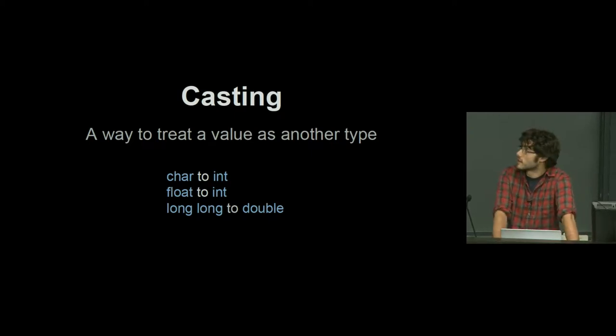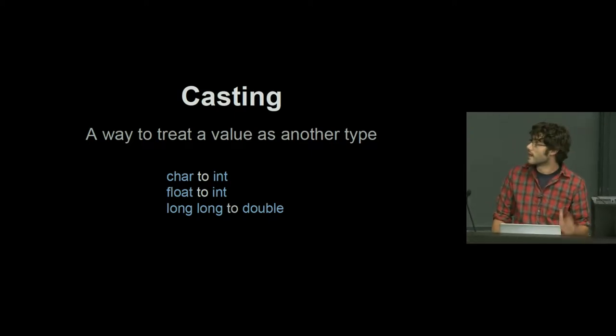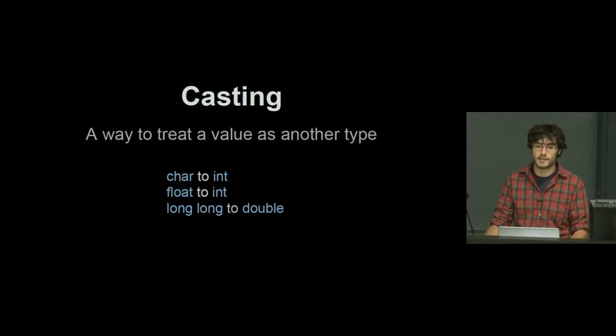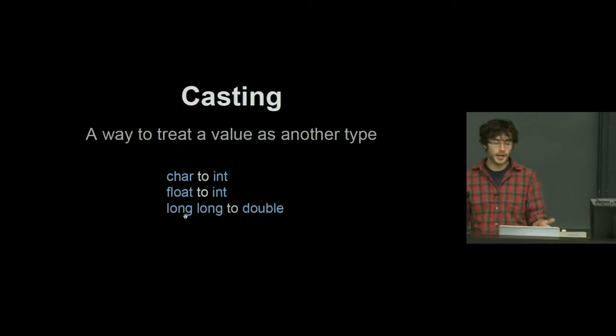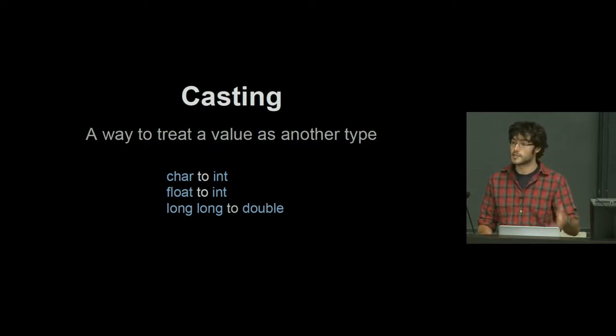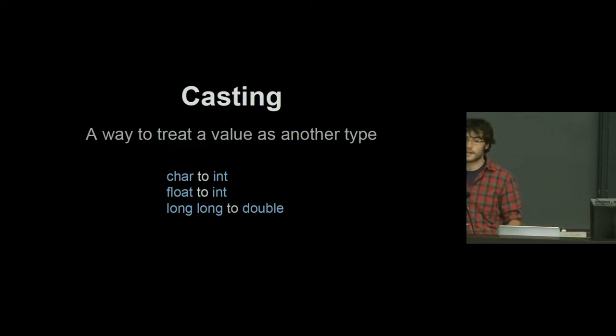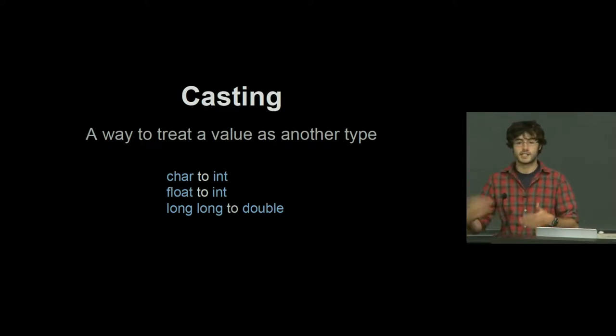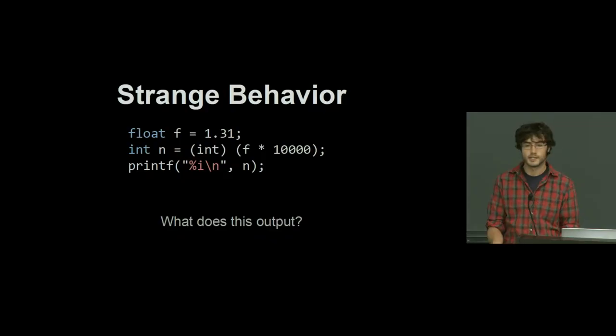Alrighty. So I'll be talking about another wide range of ideas from the class that are roughly representative of week two and the start of week three. Starting off with casting, which is just a way of treating a value of a certain type as a value of a different type. So we can do this with chars to ints, floats to ints, long longs to doubles. Each of these can be used as ways of treating some numeric value as some other numeric value. There are some issues with this, of course, which come when you cast things like floats to ints.